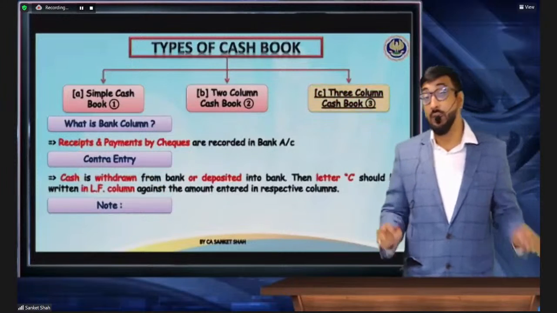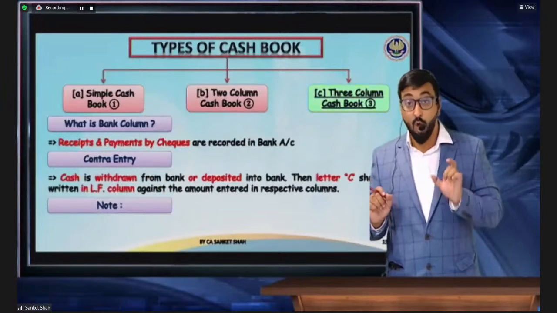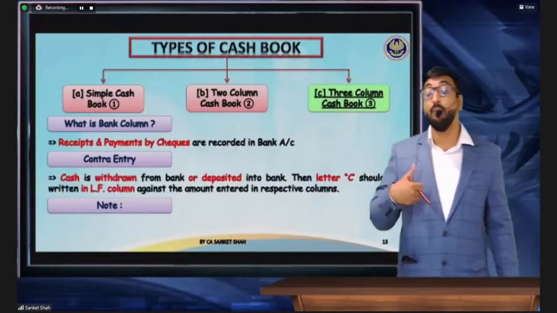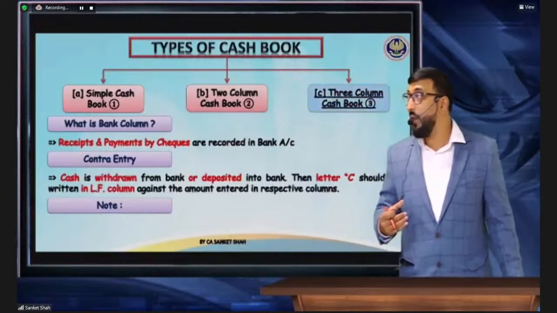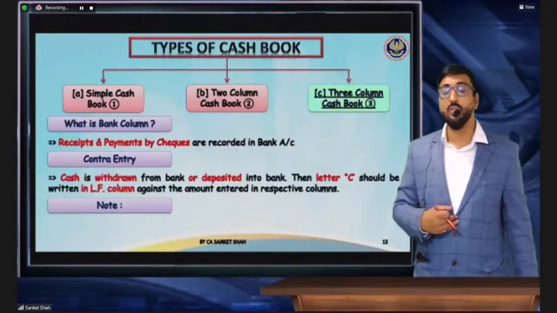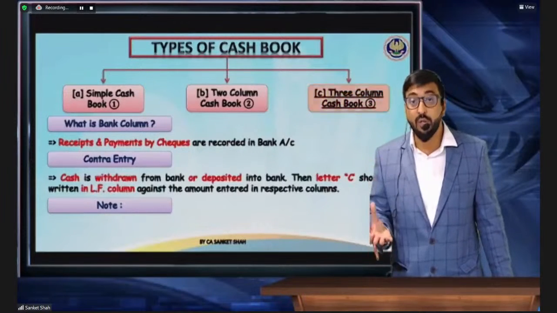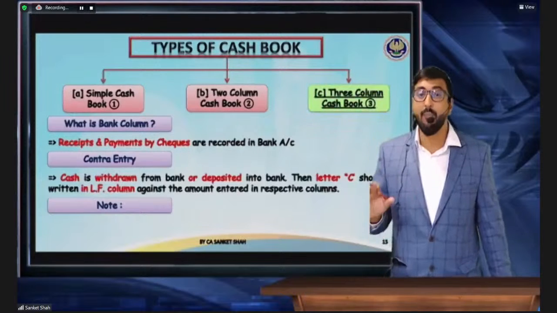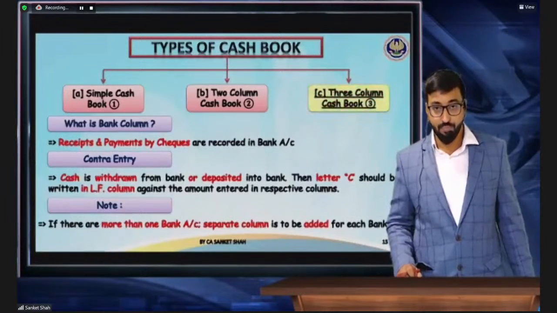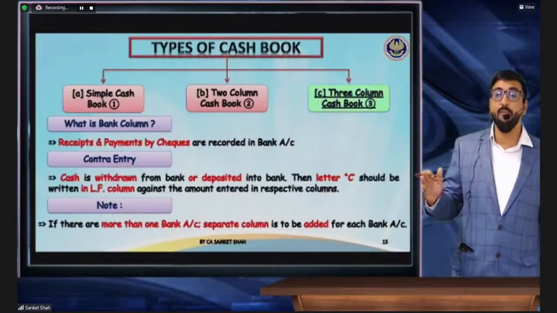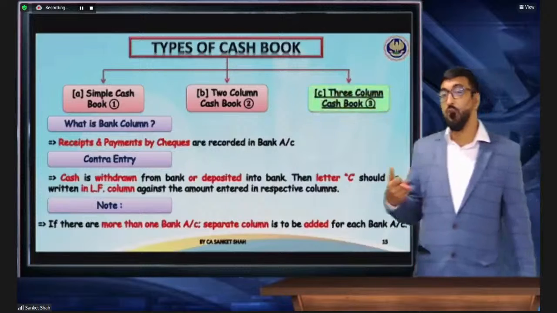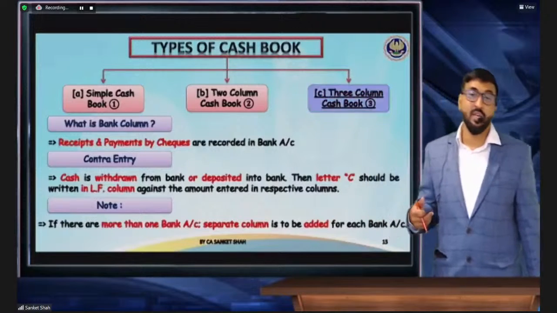Contra entry is very important, a feature of this 3-column cash book. When we deposit an amount, it is called a contra entry. So what is a contra entry? When we deposit an amount in the bank, or we withdraw an amount from the bank, it is called a contra entry. Suppose you have more than 3-4 banks, then for every bank you have a separate ledger account.